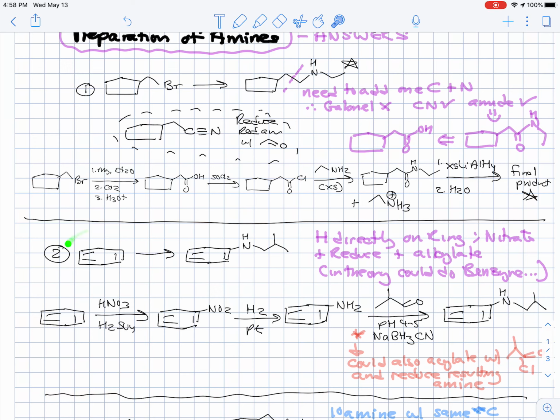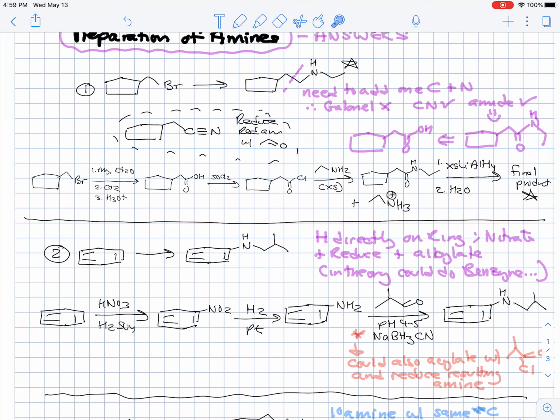At any rate, so here we have benzene, and we're supposed to make this amine. So the only way we can really get a nitrogen directly on the ring is via a nitro group, which we can reduce a variety of ways. I like the H2 over Pt because it's less to write.